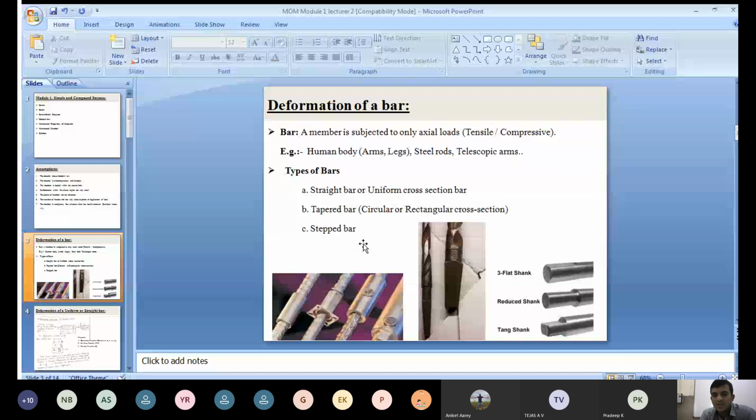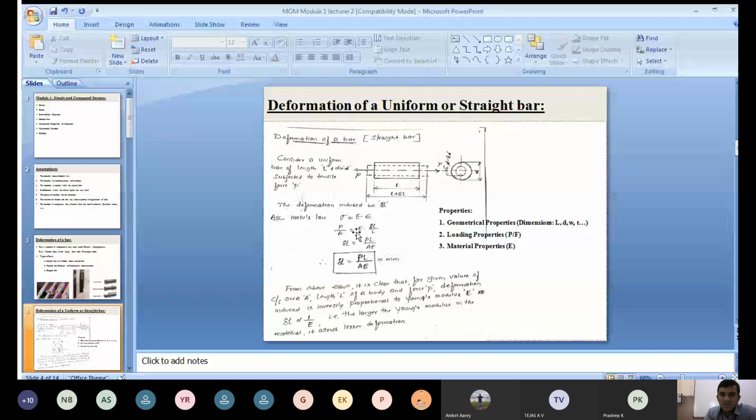Those we call bars, and the types of bars. When a bar is subject to an external load, our ultimate aim is to determine stresses and deformation. Here the stress formula is load by cross sectional area, which will not change. Only deformation will change based on the type of bar: a straight bar, a tapered bar or a stepped bar. We'll discuss the stepped bar in detail in the next class. These are derivations you should remember and practice once or twice from the exam point of view.